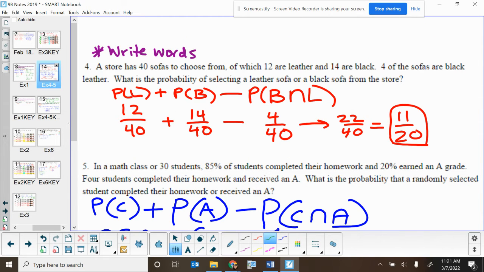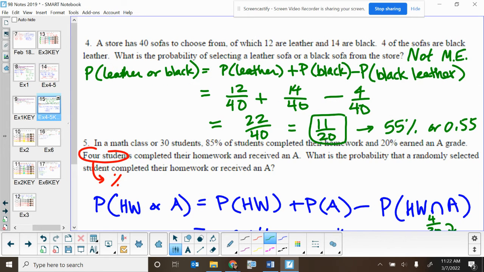Okay. So for these, it's really nice to be able to write out words for yourself. In fact, I think I wrote out more words here. The probability of leather or black is the probability of leather plus the probability of black minus black leather. These do overlap because right here is the overlap. 4 of the sofas are black and leather at the same time. So that's what that is out of the 40.